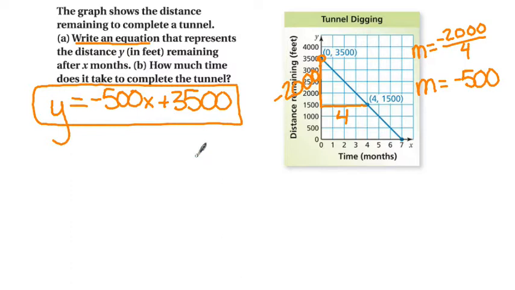Question B asks, how long does it take to complete the tunnel? In other words, at what time is my distance remaining 0? Right here. That's the x-intercept. The y value is how much distance is remaining. I want that to be 0. I want to be completed. So another way to ask this question is, what's the x-intercept? And the answer is 7 months.